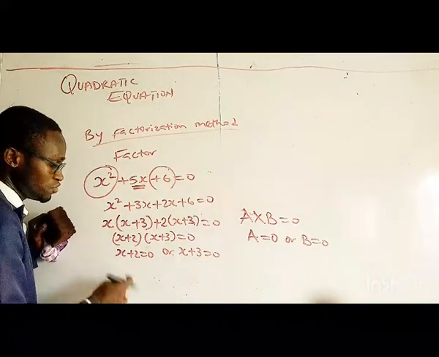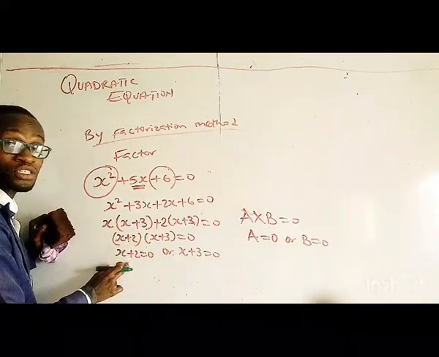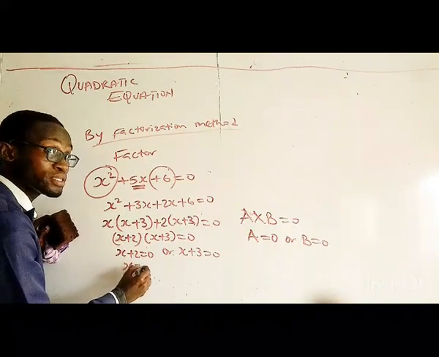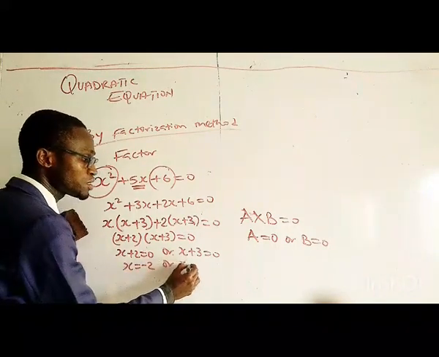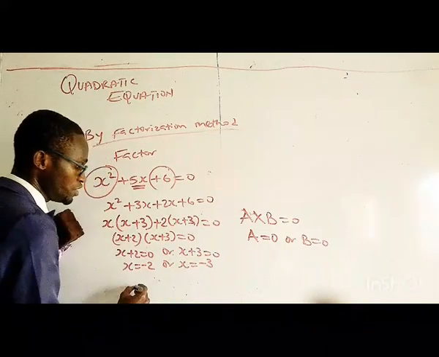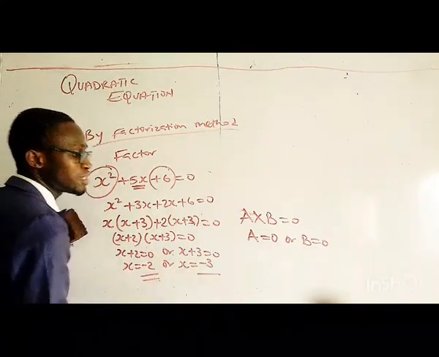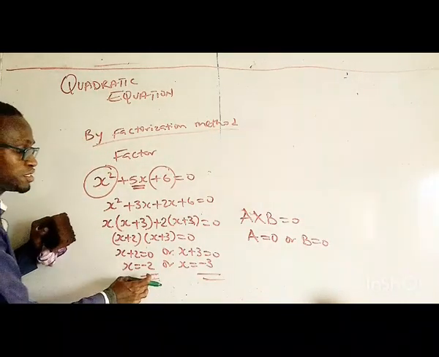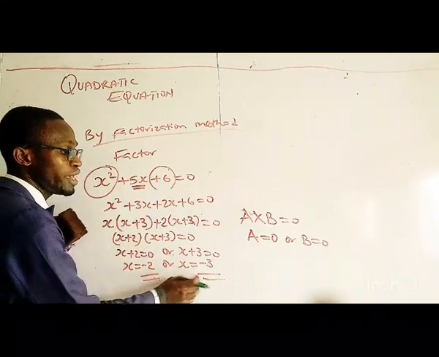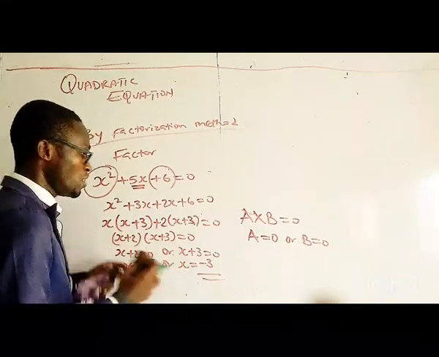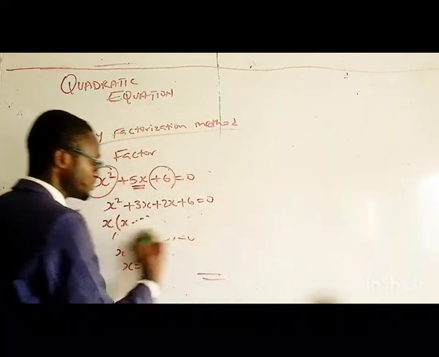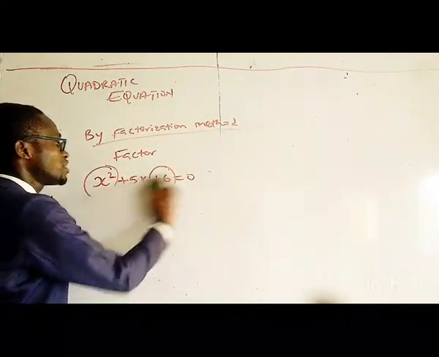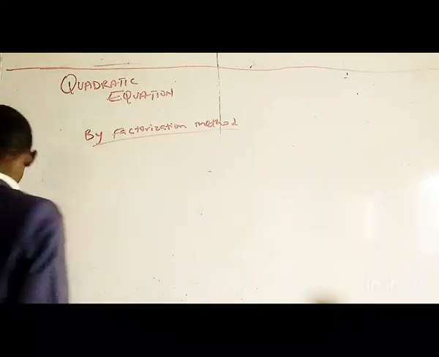So if that is the case, we now make x the subject of the formula. So x is equal to what? Minus 2, or x is equal to what? Minus 3. So this is our answer. So x is equal to minus 2 or x is equal to minus 3. Okay, let's get another question by factorization method.